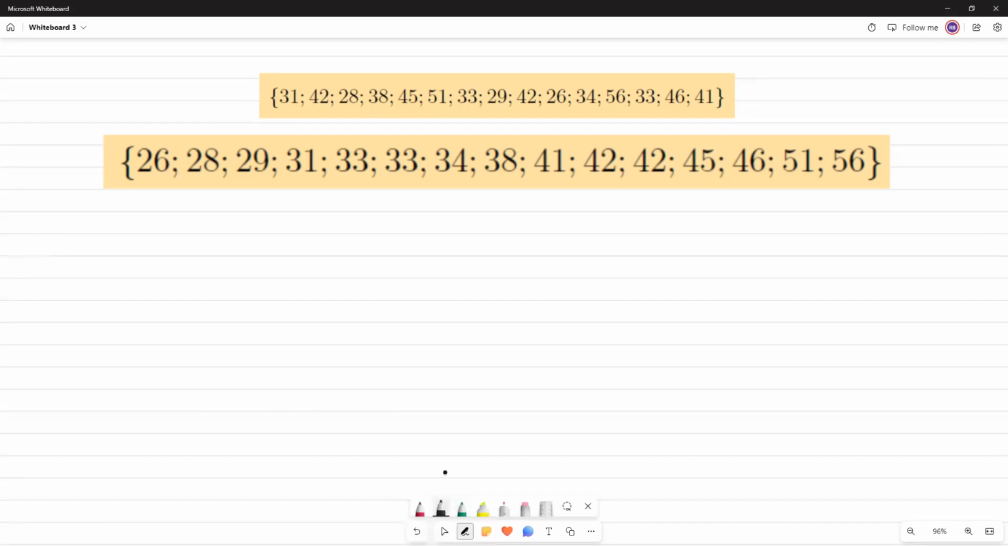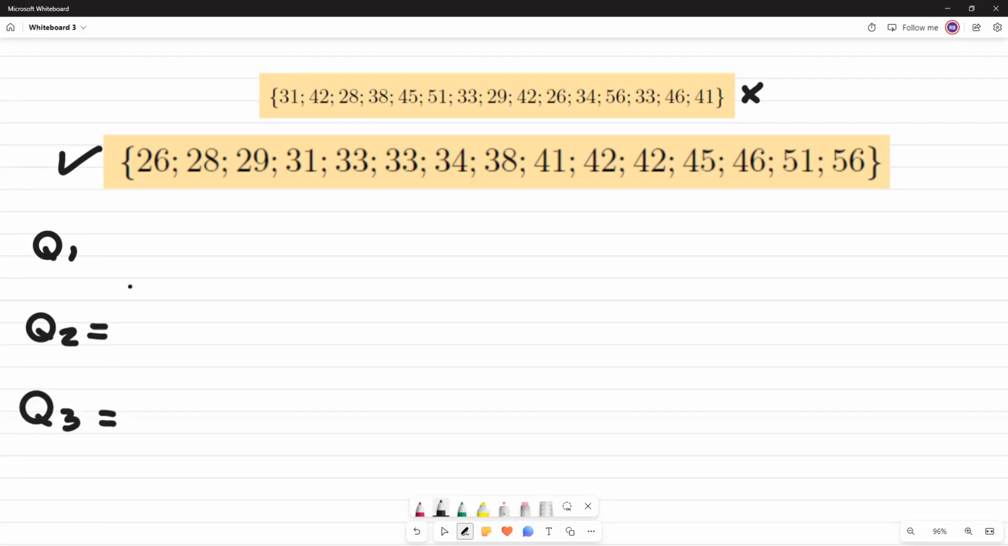Going to make sure that our data set is arranged from smallest to biggest. So here it was not arranged. You cannot use it when it's like that. You need to arrange it first. That is the first thing. Perfect. And then now when it's arranged, it's easy to get your Q1, your Q2, and your Q3.